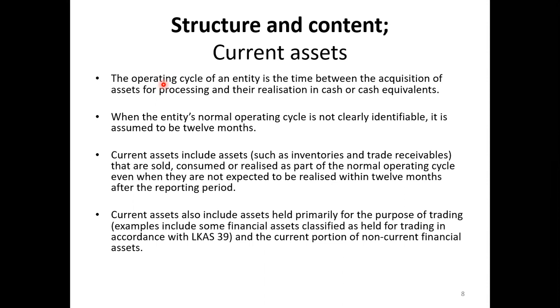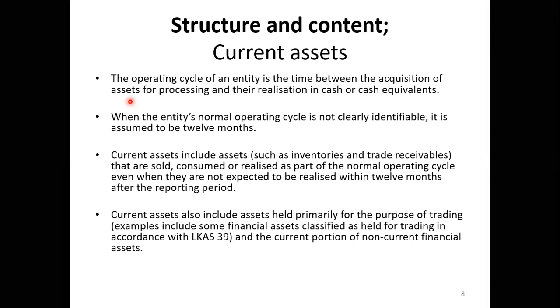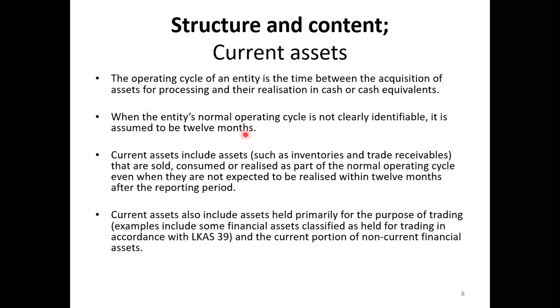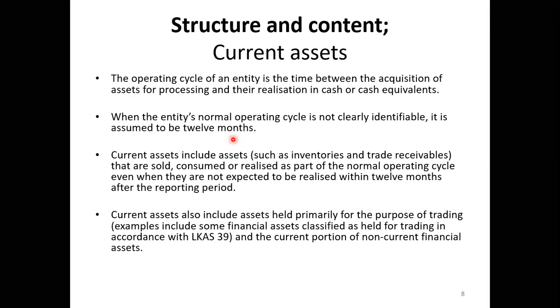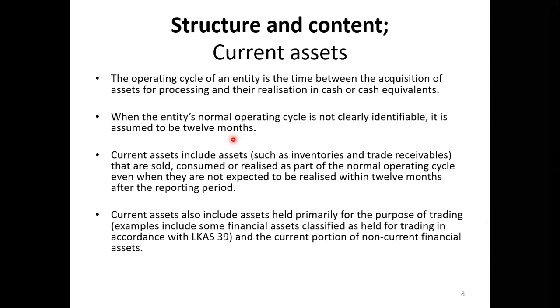The operating cycle of an entity is the time between the acquisition of assets, especially inventories, for processing, and their realization in cash or cash equivalent. When the entity's normal operating cycle is not clearly identifiable, it is assumed to be 12 months. So some items may take more than 12 months to realize, as they are unable to be sold within 12 months, within a year.